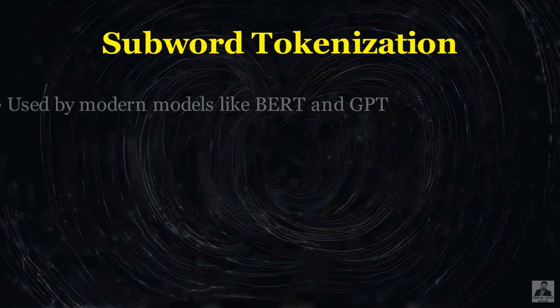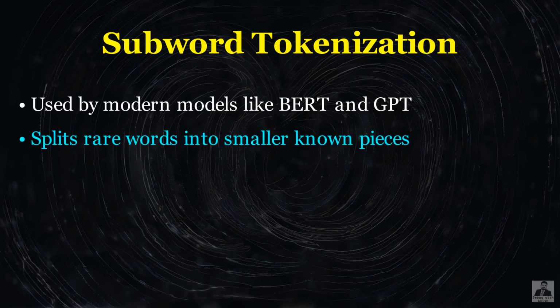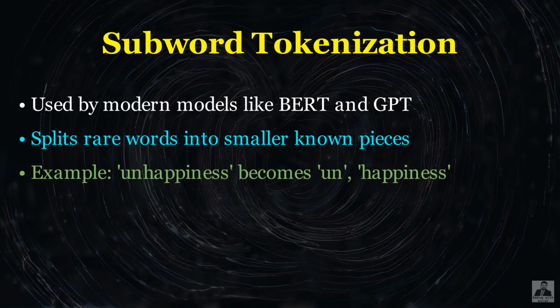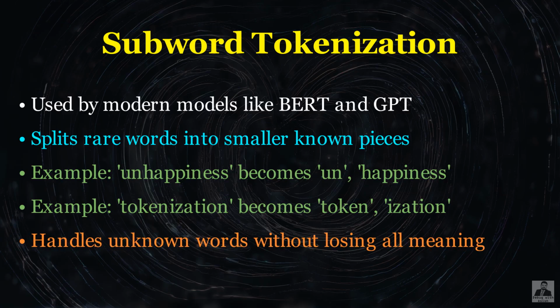Modern transformer models like BERT and GPT do not use simple word tokenization. They use subword tokenization. The idea is to split rare or unknown words into smaller pieces that the model has already seen during training. The word unhappiness might be split into un and happiness. The word tokenization might become token and ization. This way, the model never encounters a completely unknown token. It can still reason about new words by combining familiar subword pieces.